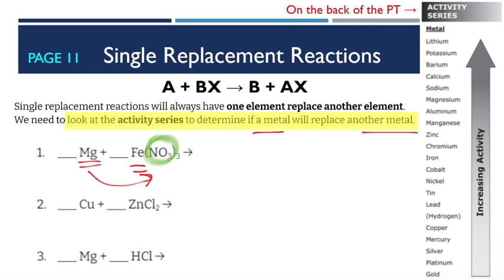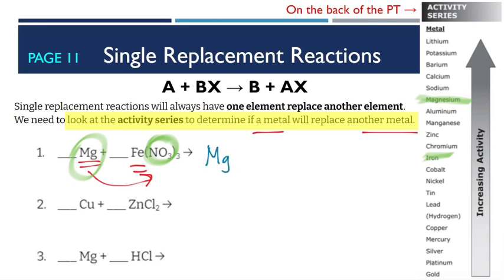Who gets to be in that compound with nitrate? Well, let's check what nitrate wants. Let's see who's higher up on our list. We have our magnesium here and our iron down here. So magnesium is higher up. So magnesium is who nitrate wants to be with. And since magnesium is not currently with that nitrate, they're going to make a change. They're going to get together.